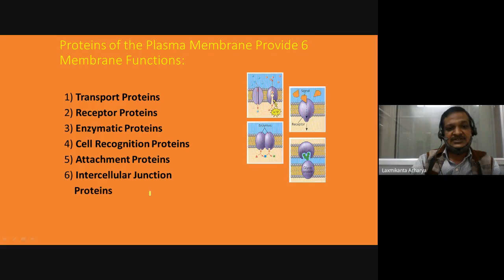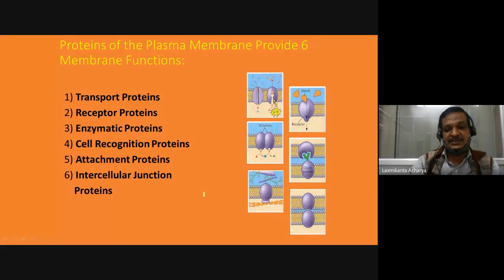So coming to this, these are your intercellular junction proteins. You know, this tight junction, gap junction, plasmodesmata, desmosomes, all these things. So we'll see how these proteins are helping in carrying out different functions, okay.